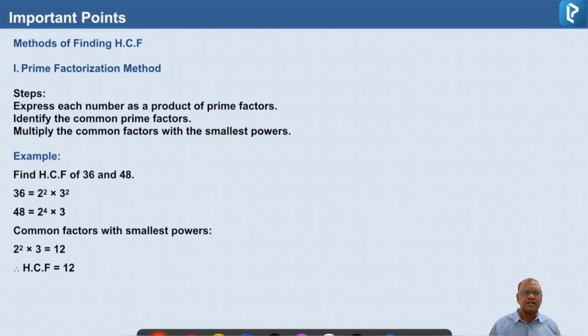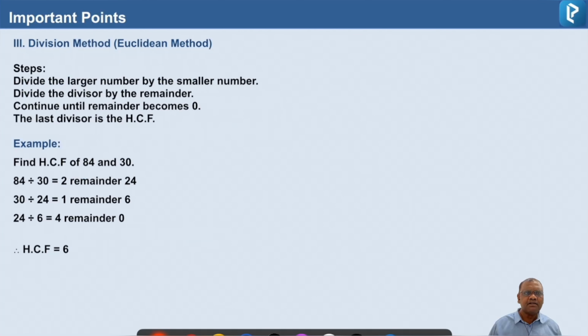So next, we have the division method. So division method or Euclidean method. Divide the larger number by the smaller number. Divide the divisor by the remainder. Continue until the remainder becomes 0. The last divisor is the HCF. So let us see an example.